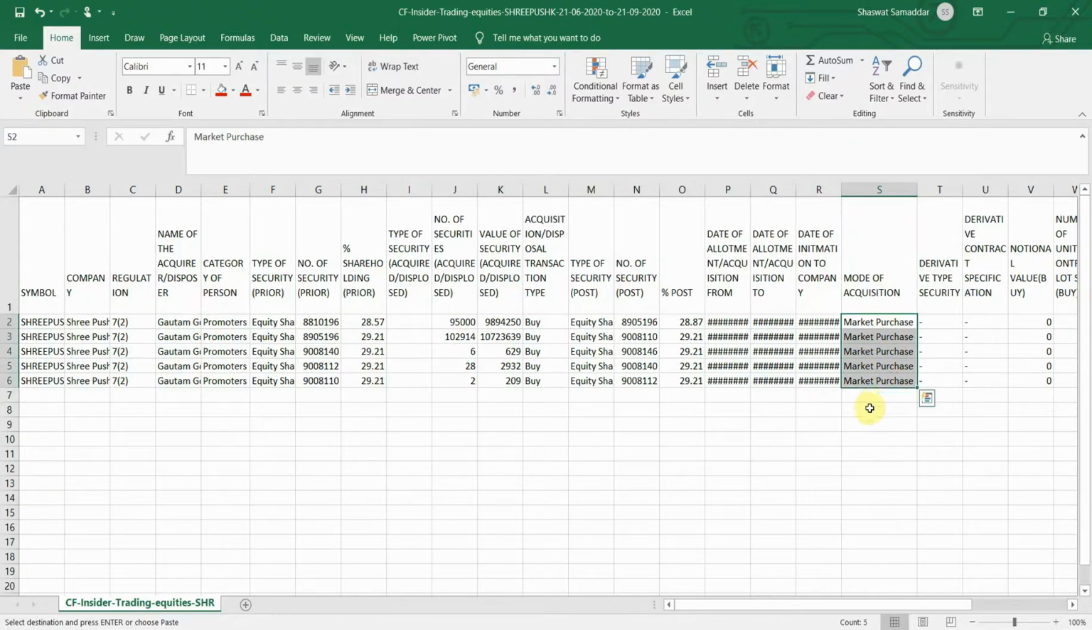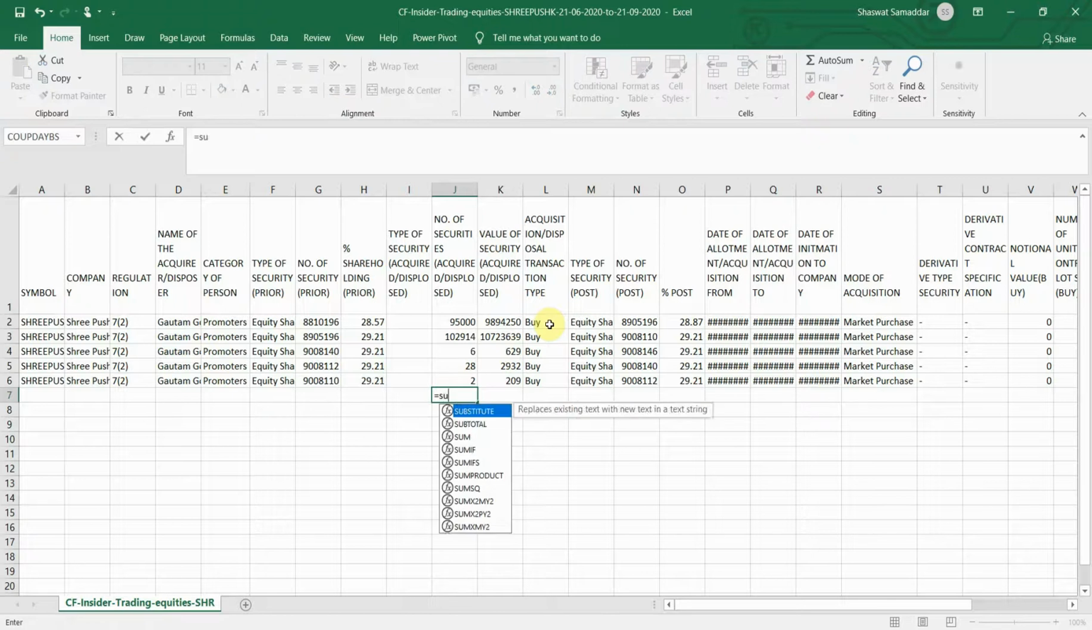This should only be market purchase, or sometimes we could consider the inter-se transfer, nothing else than that. And in the category of person, there should only be promoters or promoter groups, nobody else like director, relatives, others, employees, no one else, only promoters and promoter groups. Okay, so as we can see in this symbol, only promoters have bought through market purchase. So the next aim of our analysis would be to calculate the average price at which the promoters made a position in this stock.